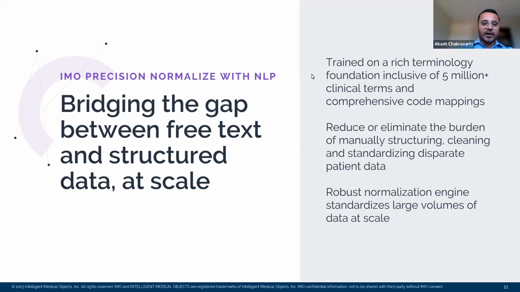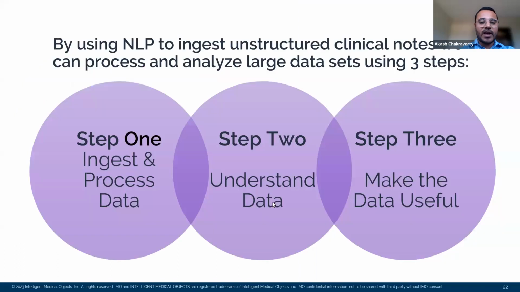So how does the product work? Let's dive into that. On the next slide, we have highlighted the 3 high-level steps that the product uses. In step 1, we use a robust normalized NLP endpoint to ingest and process the data that you send us. The next step is understanding the data using our proprietary models. And step 3 is making the data useful by relating it to standard code sets. Let's go into each of these steps in detail.